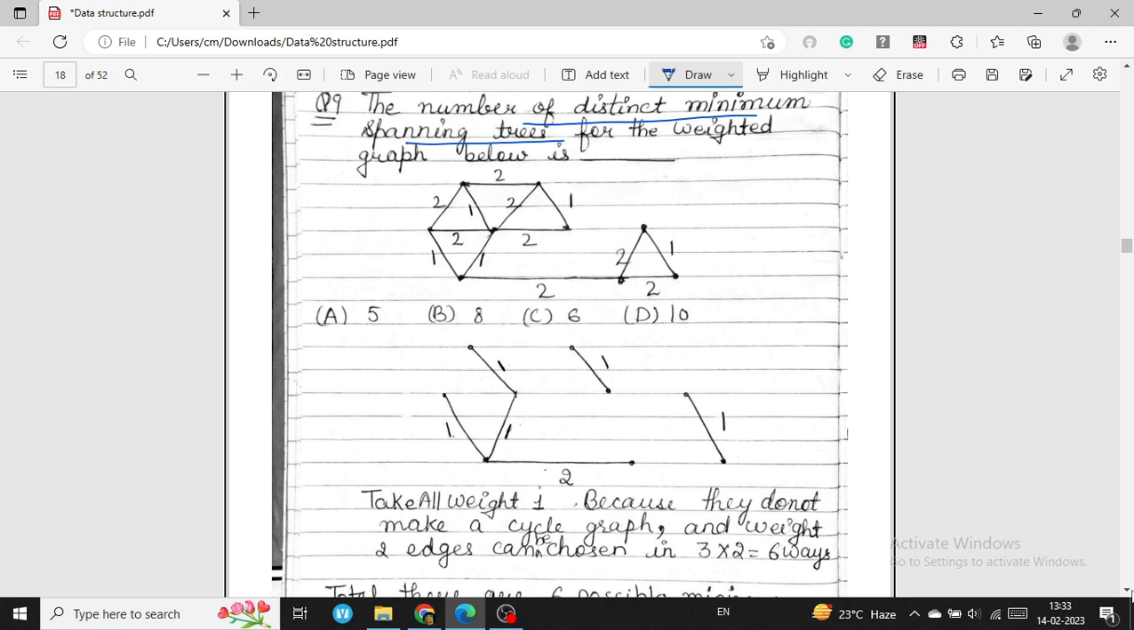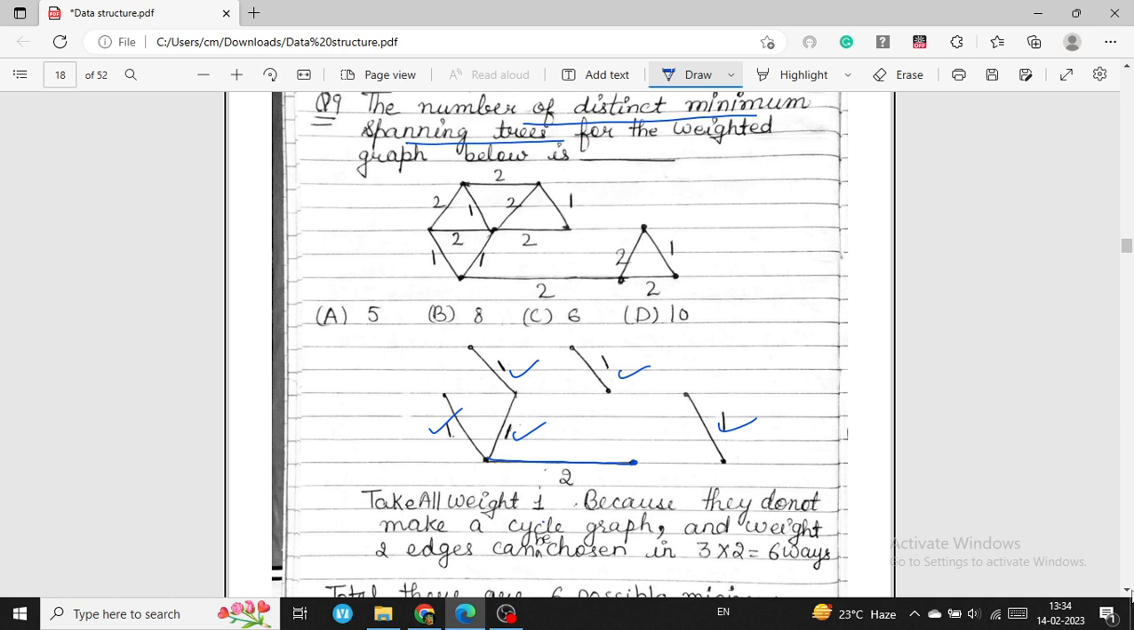In a spanning tree, first of all, keep in mind that we should choose the smallest weight numbers. We should choose all the smallest weights, then choose the next greater number if all vertices are not covered. You can see here I have taken all the vertices. I have taken all the weight 1 edges, and of the weight 2 edges I have taken only one, because it is necessary to connect it. Take all weight 1 edges because they do not make a cycle graph.